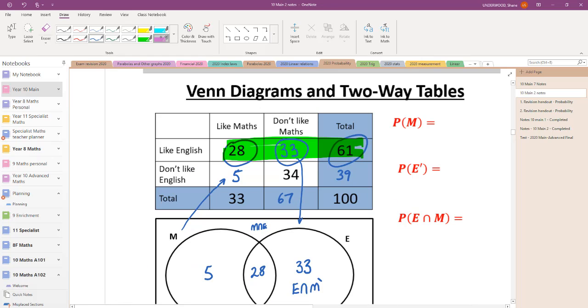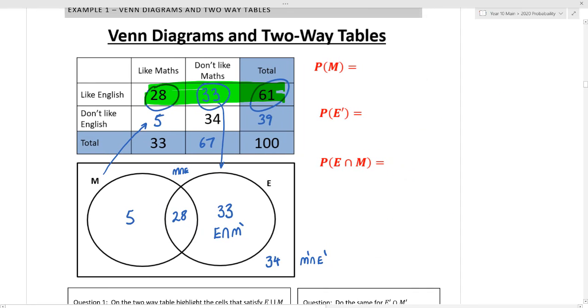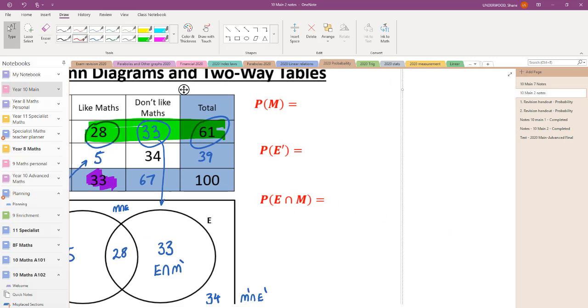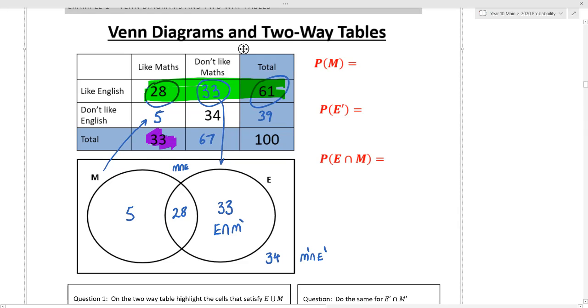I might get my highlighter out here. Okay, 33 people like maths out of how many? 100. It's not a third, because a third is 33.33333. So the probability is the total number of favourable outcomes, which we talked about yesterday, which is 33, over 100. Leave it like that. That's fine. If you want to say 33%, go for it.